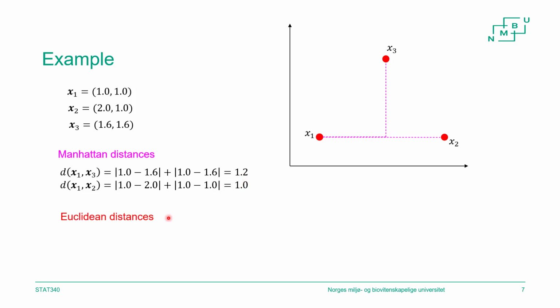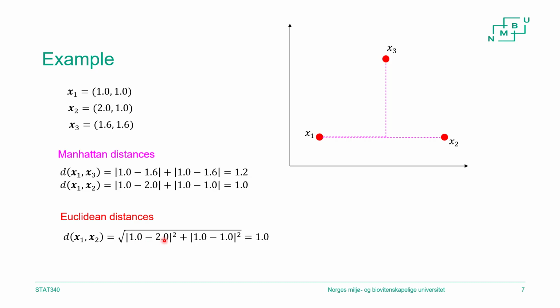If we compare this to the Euclidean distances, and what are Euclidean distances? Here's the formula then. And now we take the same difference between x1 and x2, the last one we started with here.